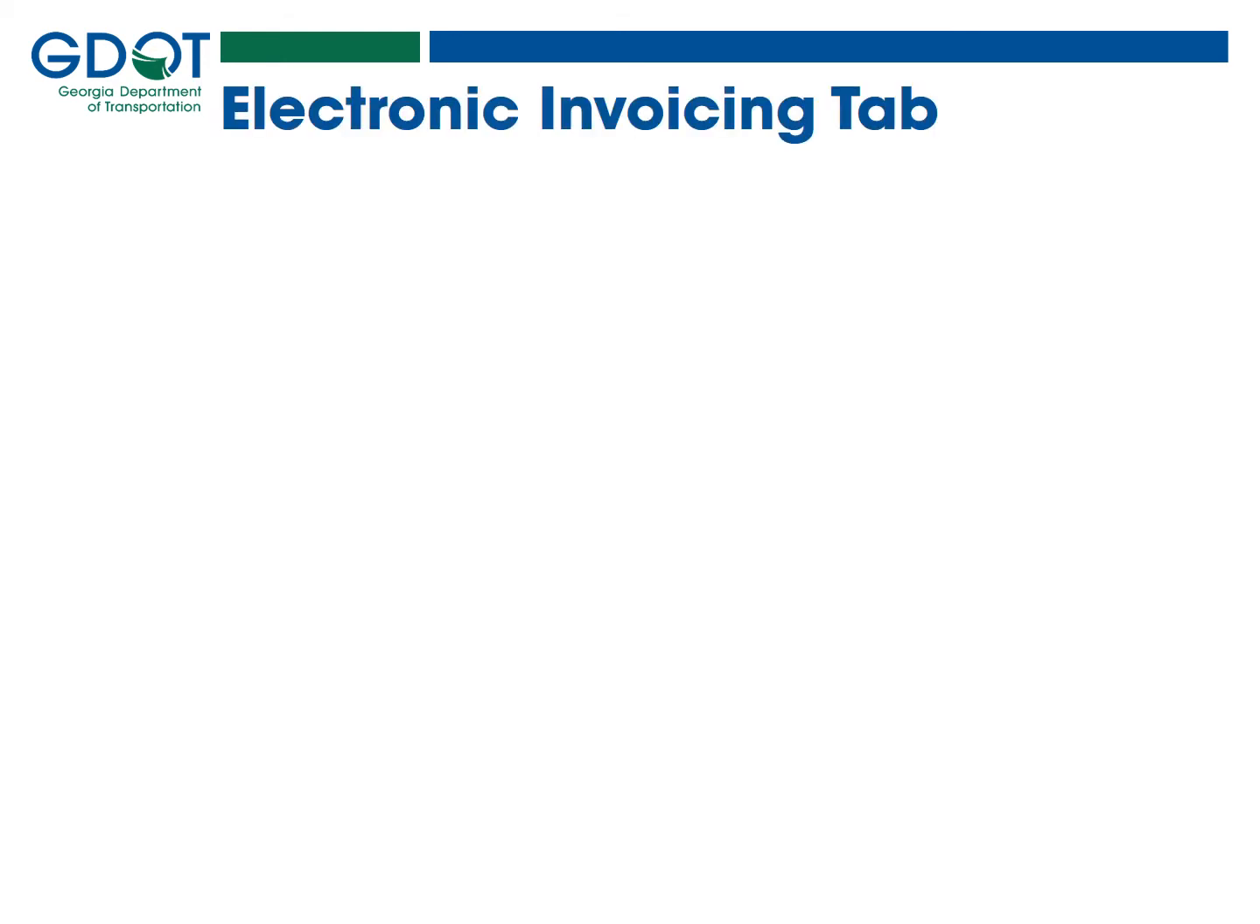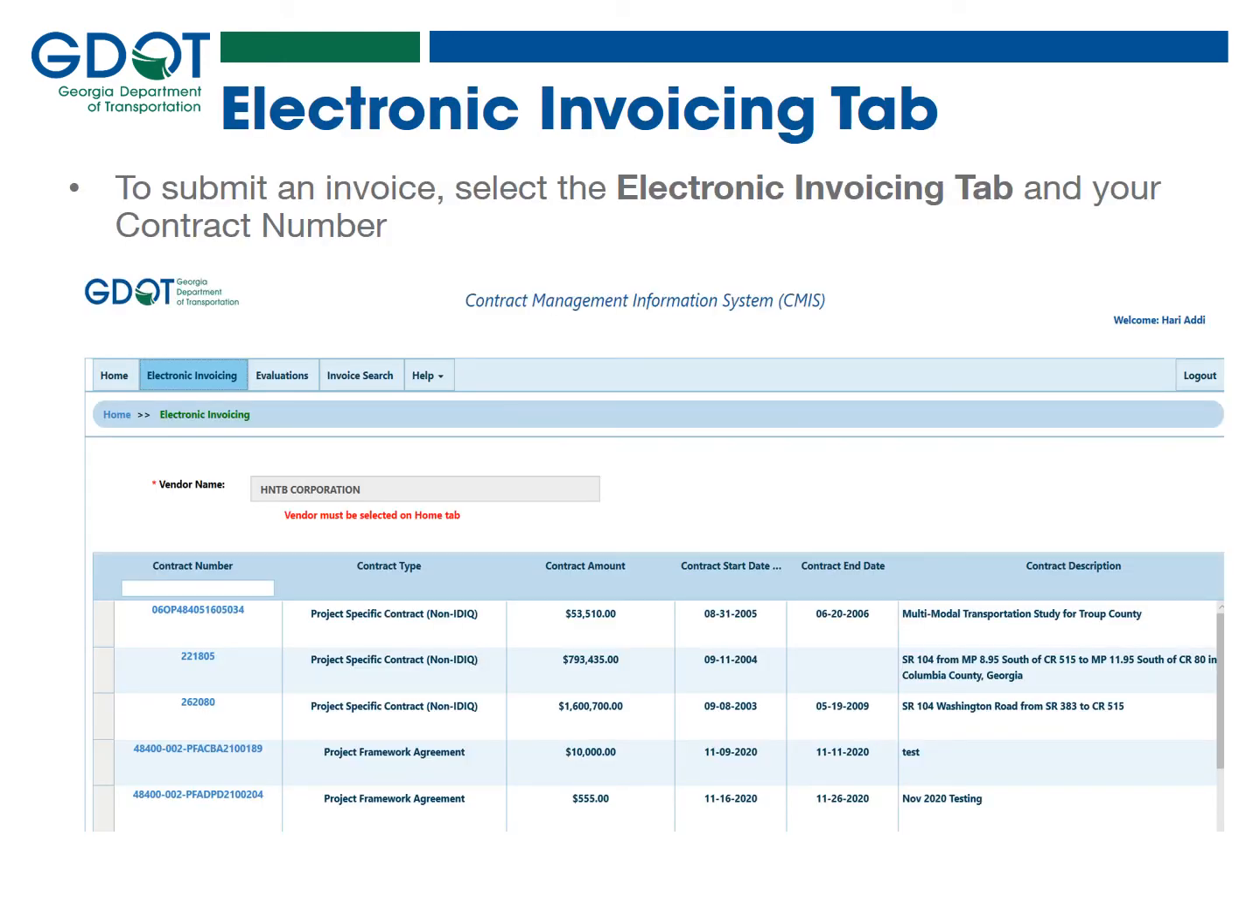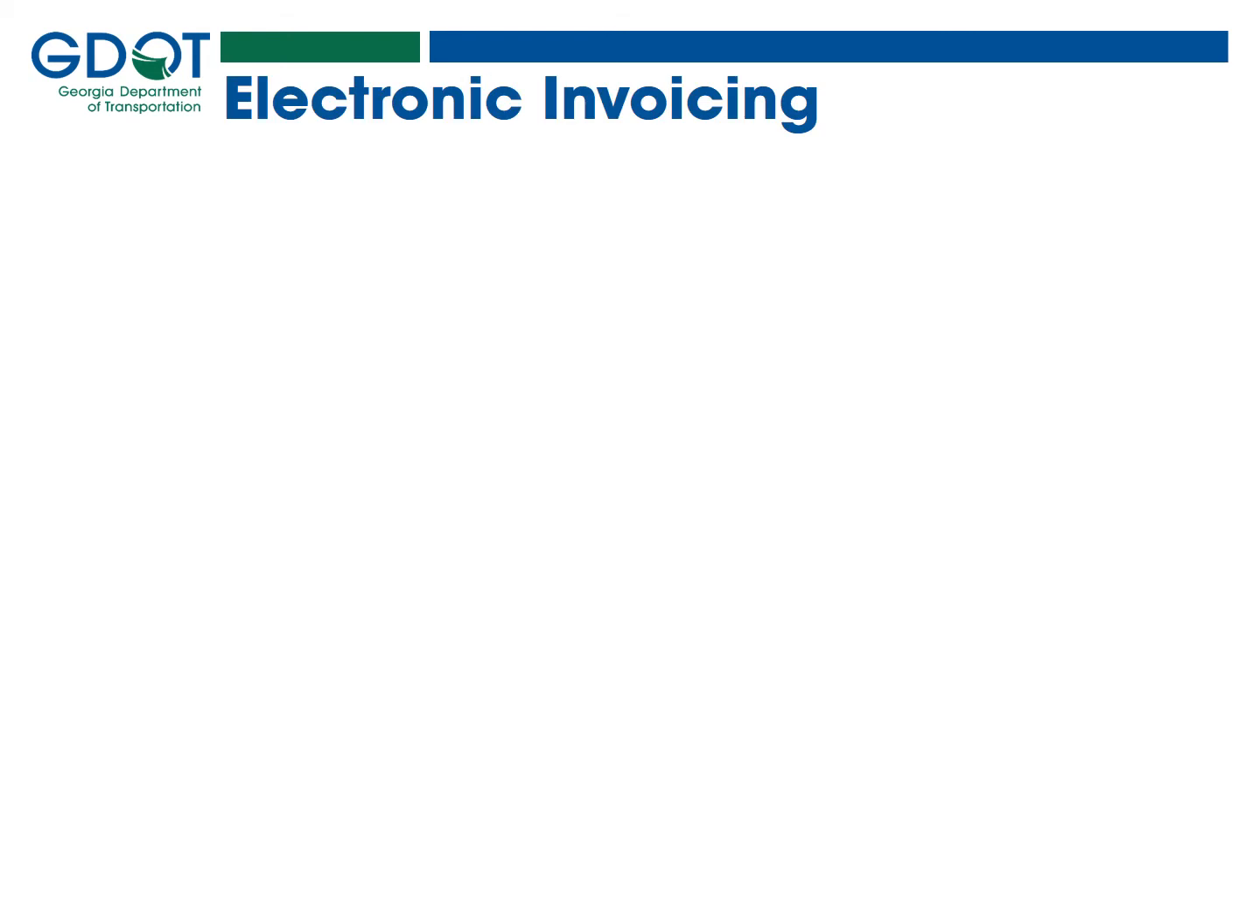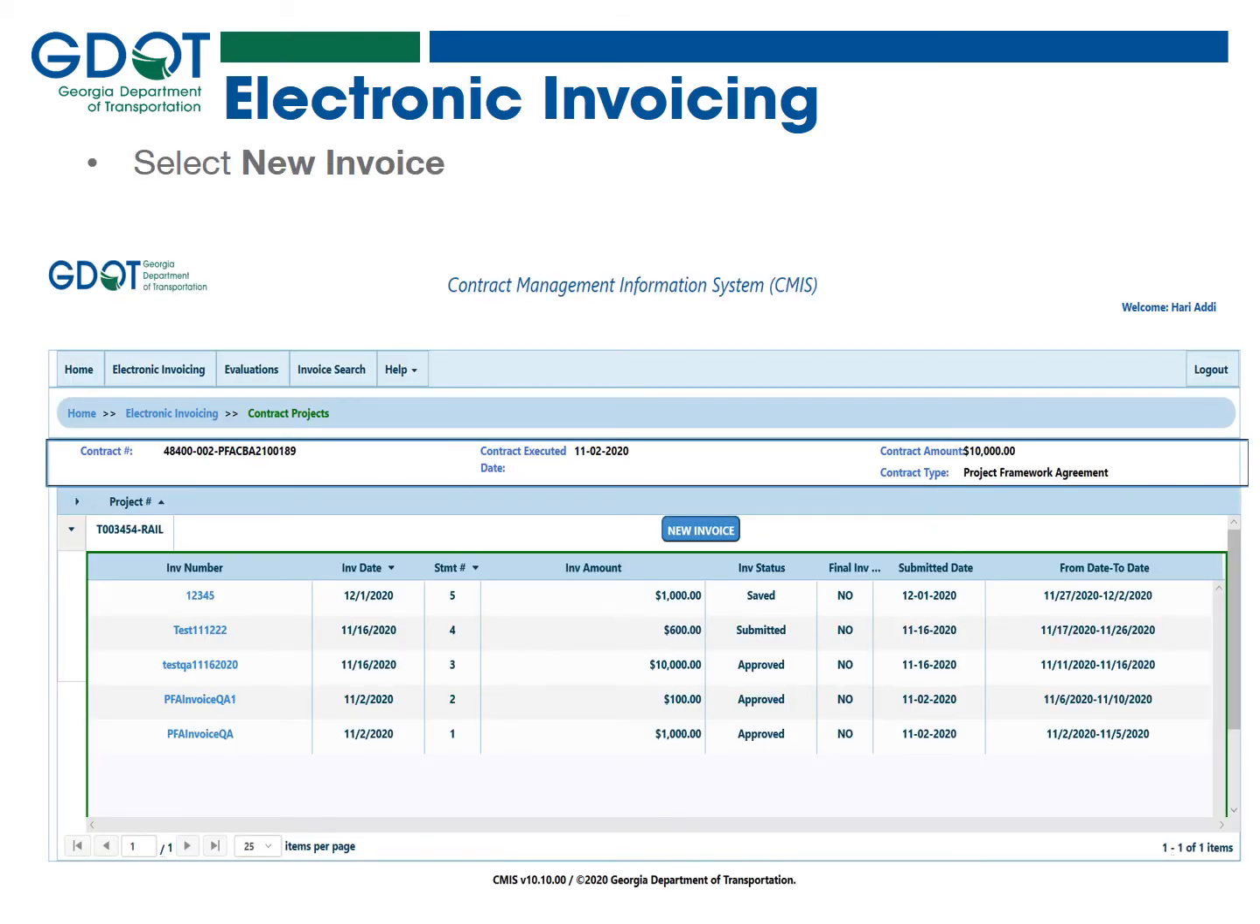When you are ready to bill to a particular contract, from your external CMIS homepage, you may select the Electronic Invoicing tab and search for the contract number that you wish to invoice. Once you have selected your contract ID number for which you would like to submit an invoice, the screen should look similar to the one provided. Select New Invoice.